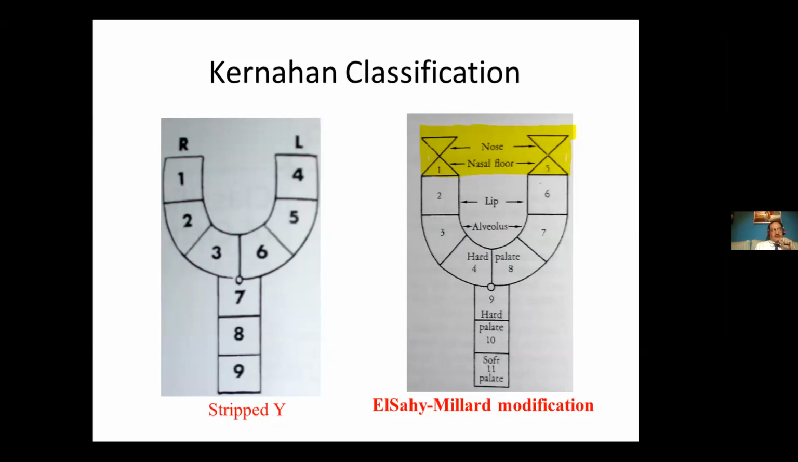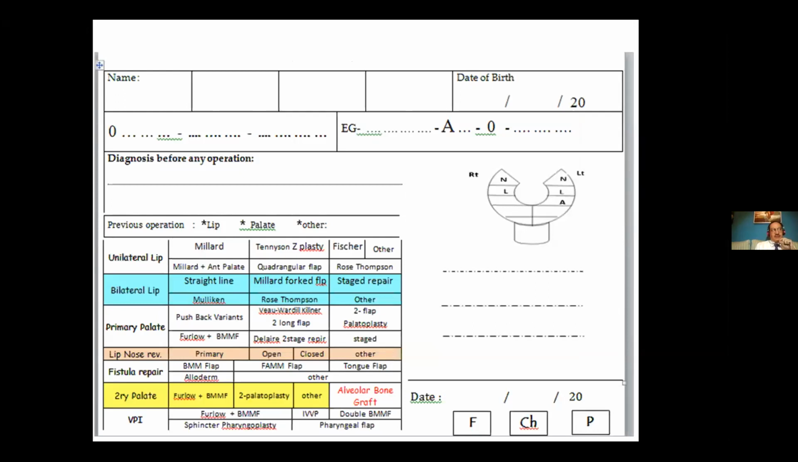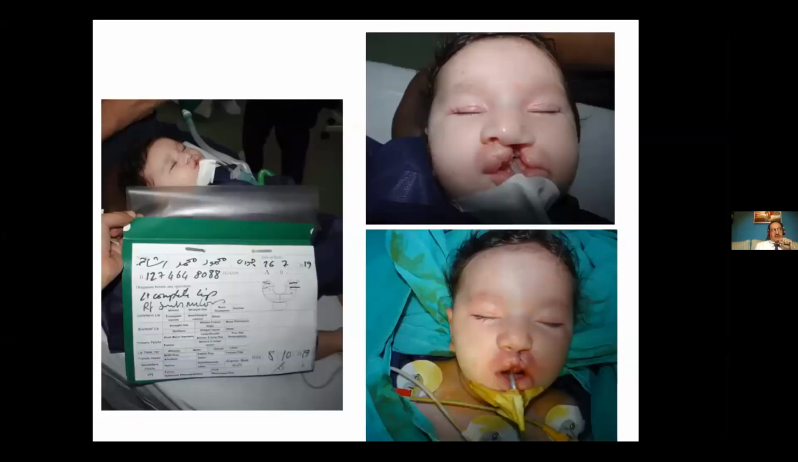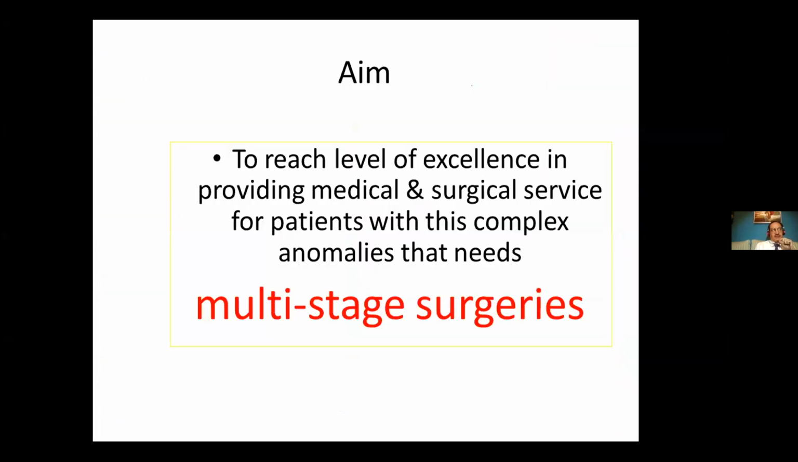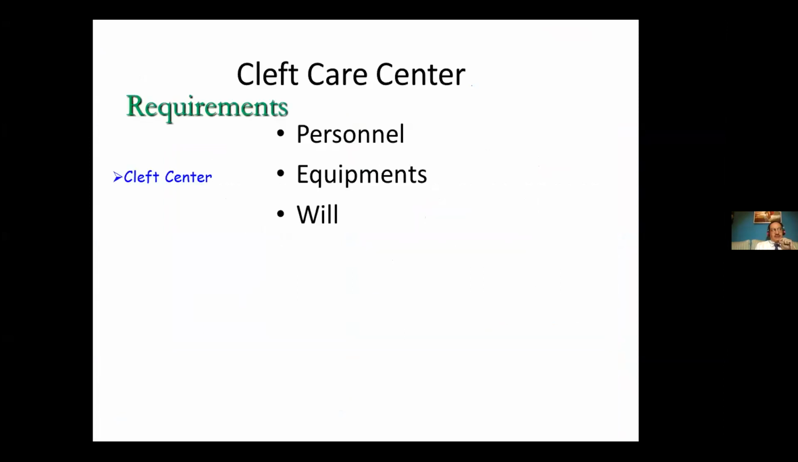We have our own model for the files of the patient, where we added even the type of operation, so we can easily get the information of the patient before and after the operation. I hope everyone can use this form, and if you just email me, I can send it to you. The aim of our cleft care is to reach the level of excellence, but this will need multi-stage surgery. We need to practice in a cleft care center where we have the personnel, equipment, will, and much more important is the devotion.